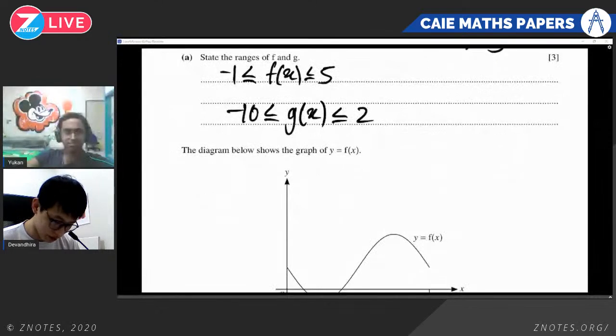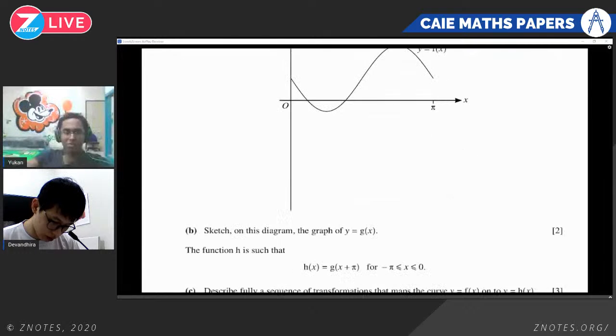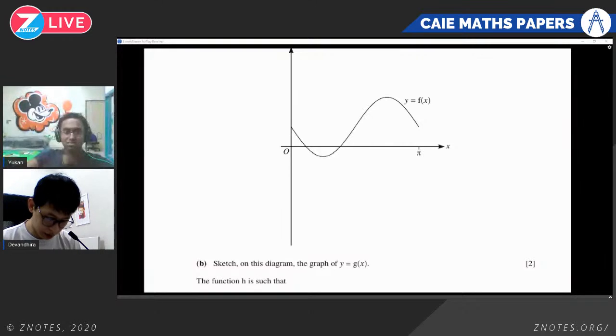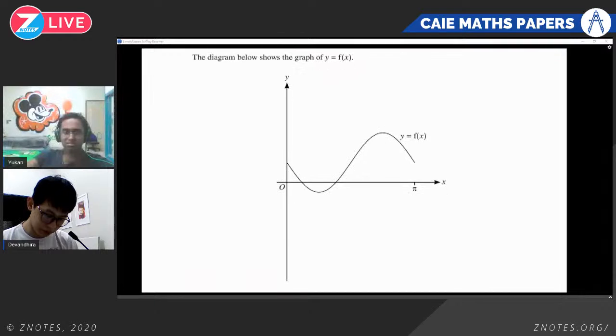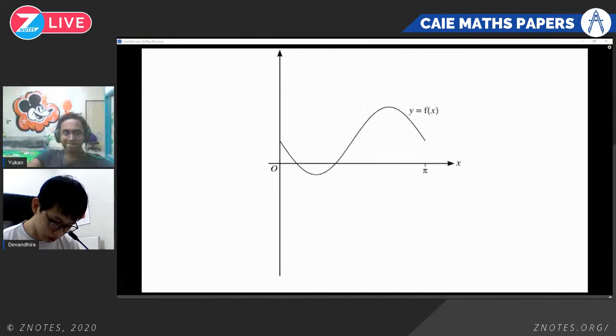Right, next question. The diagram below shows the graph of y is equal to f(x). Sketch on this diagram the graph of y is equal to g(x). Right, sure. So remember that g(x) is just -2 times f(x). First of all, this has to go down because you multiply with -2. It should become negative. Second, the zeros will stay because -2 times 0 is just 0.